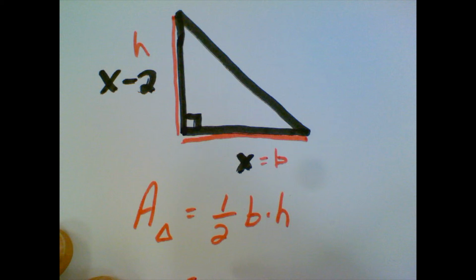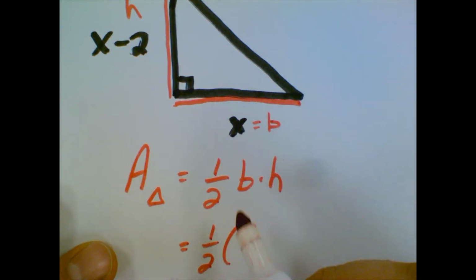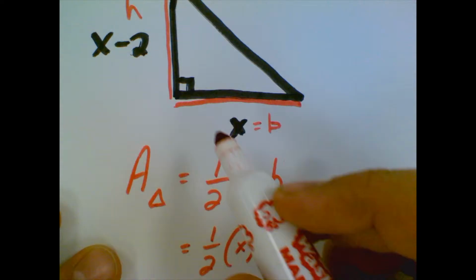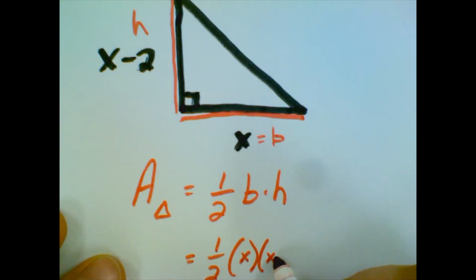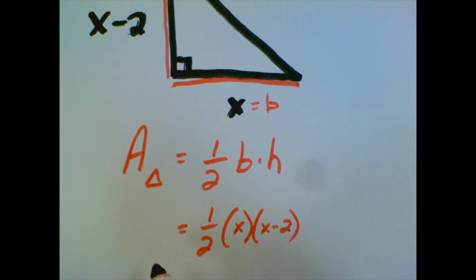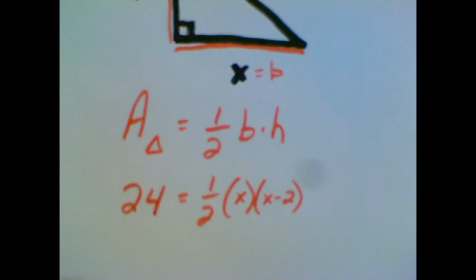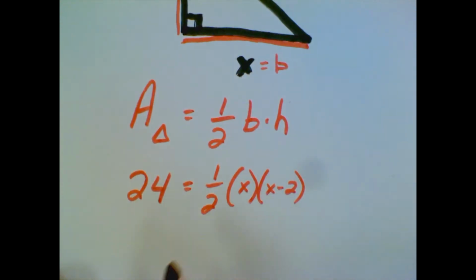So if we plug and chug, we will get 1/2 x, which is our base, times the quantity of x minus 2, which is our height. And there would be our area in terms of this scenario. And if you remember, they want an area of 24 square meters. So we're going to put 24 in for the area. Now you can see we have an equation we can solve for.